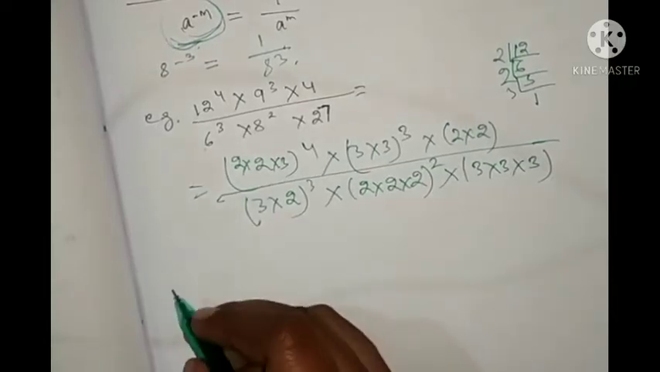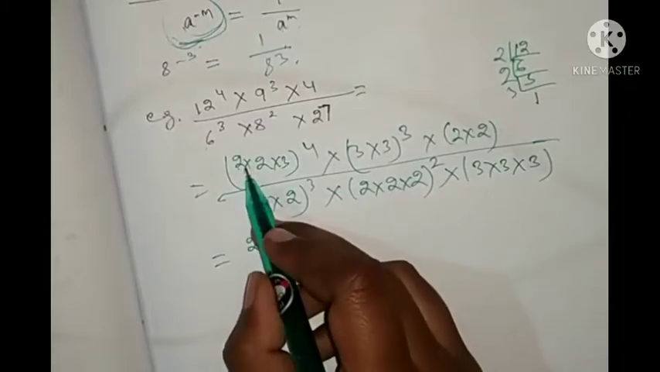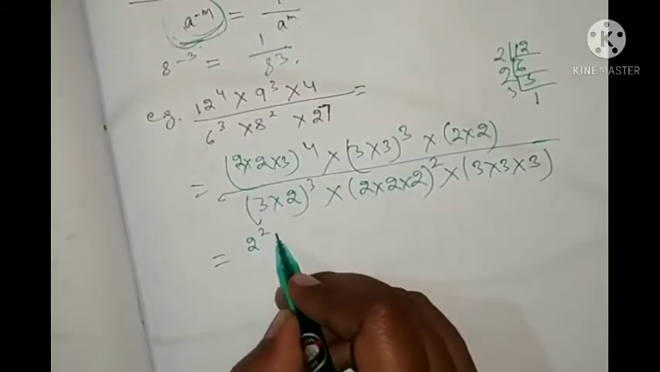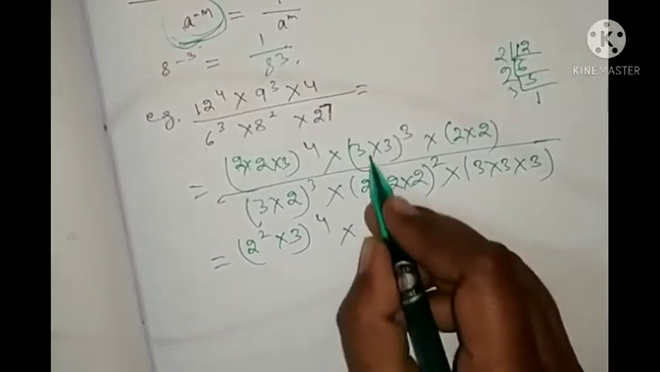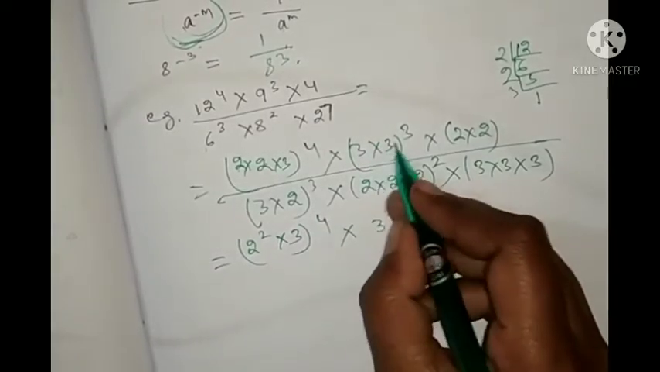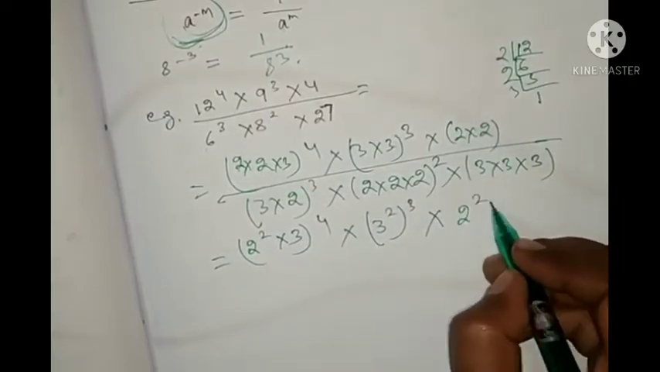Next, we can express it as 2 to the power, here look, 2 square into 3 whole to the power 4. Then you can write this one, 3 square. 3 into 3 is what? 3 square whole to the power 3. Here this one is 2 square.